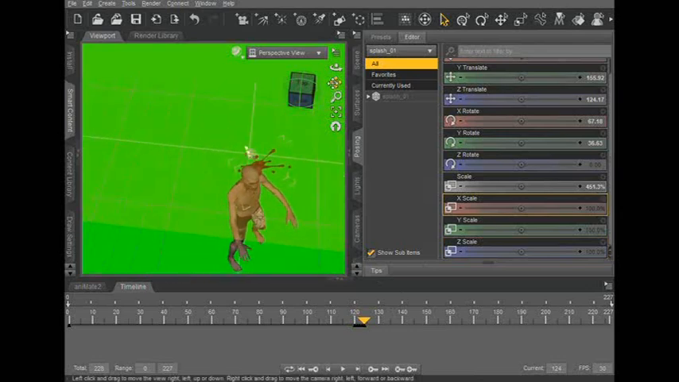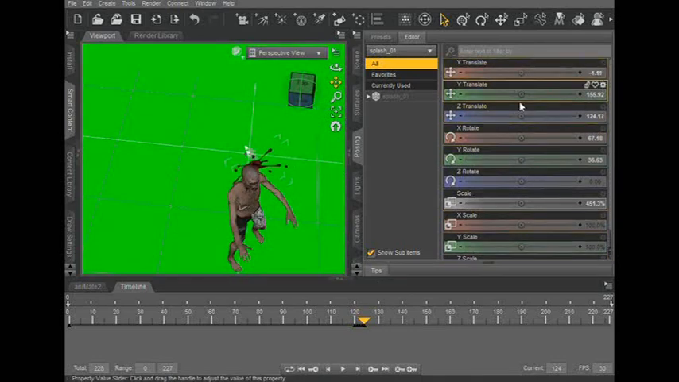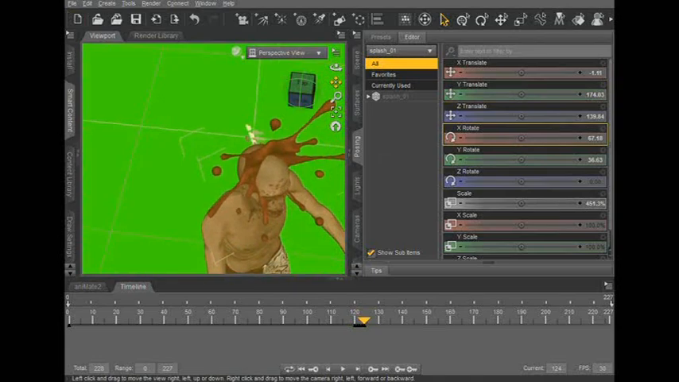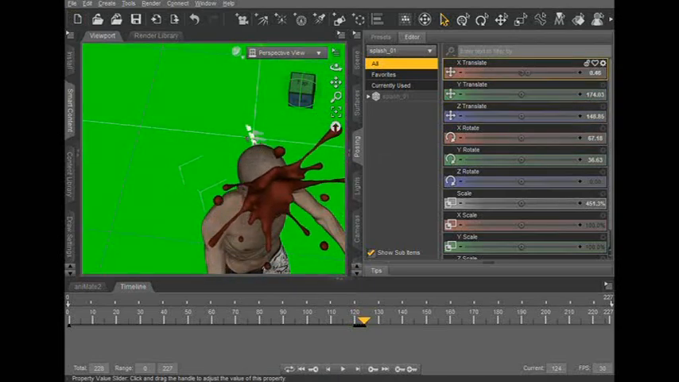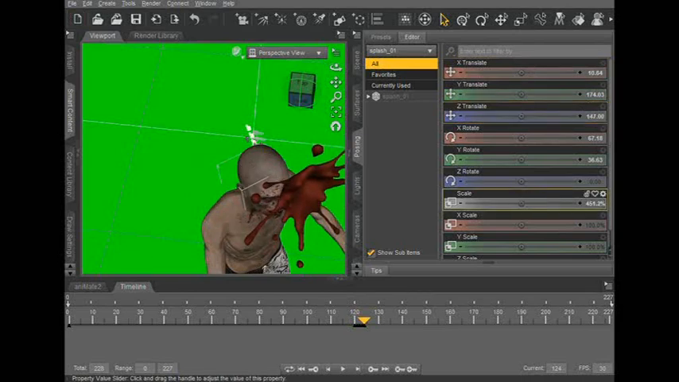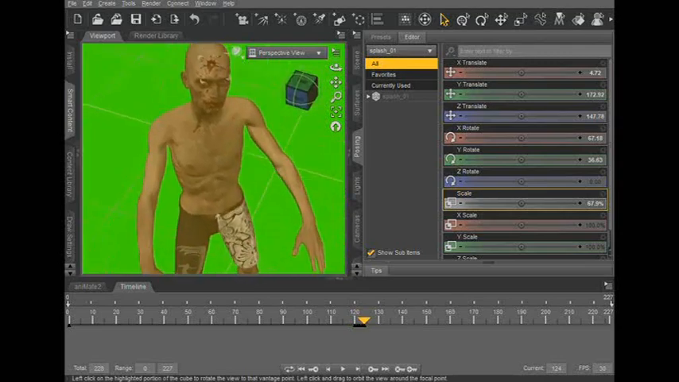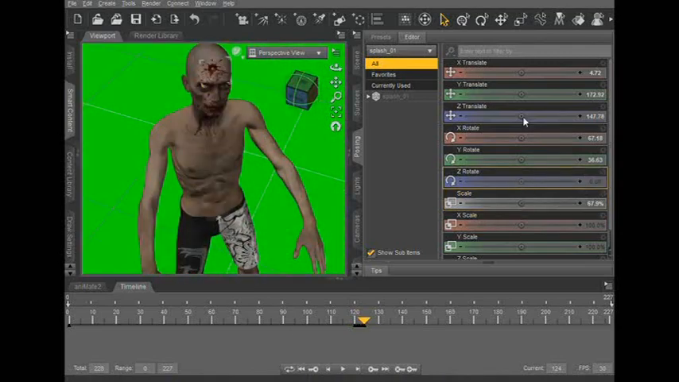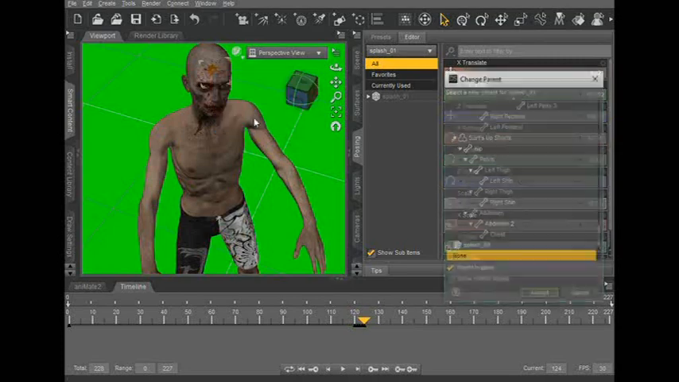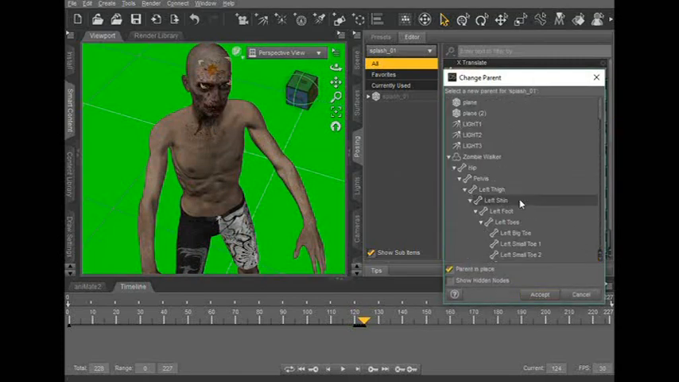But I'm trying to make a bullet hole in his forehead. So I'm going to go up, and I'm going to make this smaller. Forward a bit. Scale it way down. Get it in position. That looks pretty good. Maybe a tiny bit forward. There you go. Then take this, change parent, and I'm just going to parent it to his head.